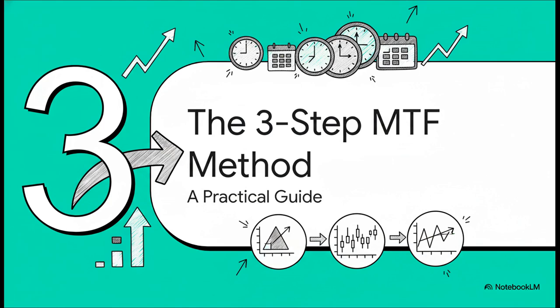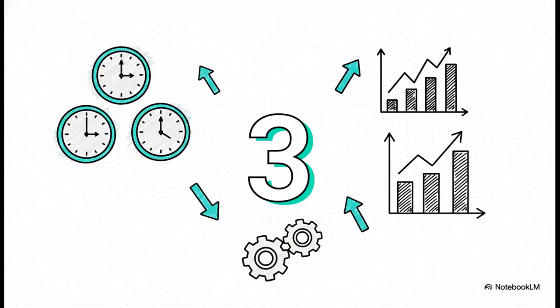All right, theory is great, but let's get our hands dirty. How do you actually do this? I'm going to walk you through a simple but incredibly powerful 3-step method that you can literally start using the second this is over. And it all comes down to the number 3. We're going to use what's called the rule of 3. This gives us everything we need, the big picture, the intermediate setup, and the precise entry without drowning us in data. It's simple, it's easy to remember, and man, it is effective.